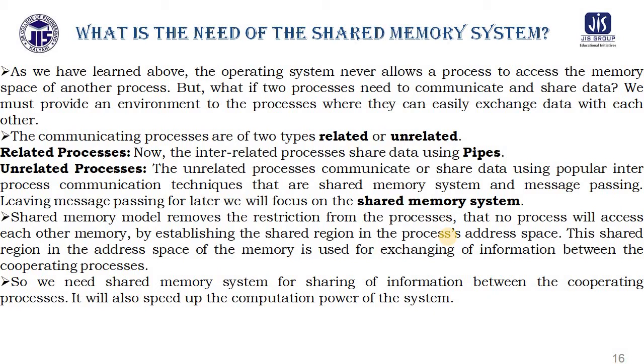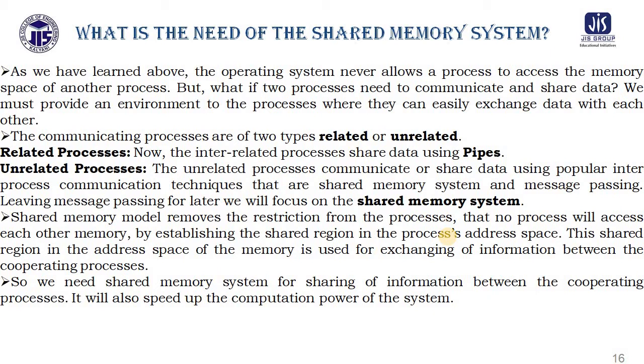That means whenever related processes are concerned, operating system pipes are used. But in the case of unrelated processes, where you cannot use any operating system pipes, you have to use inter-process communication by means of shared memory or by means of the message passing model. But in the case of shared memory, there is one restriction.